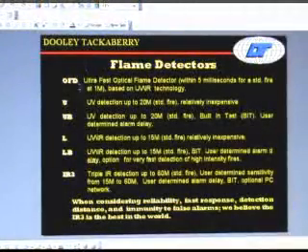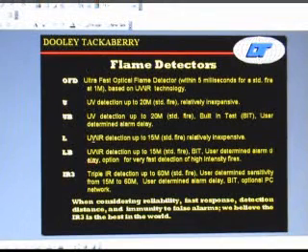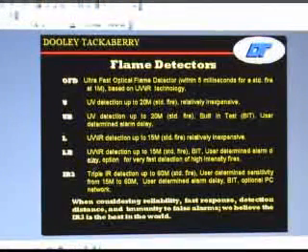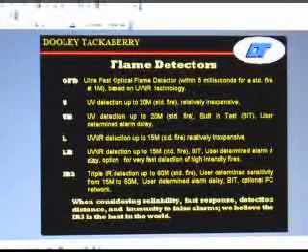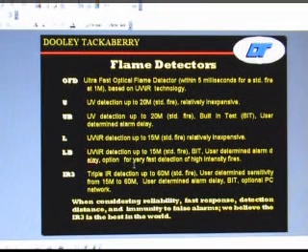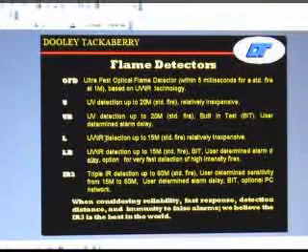Again, these are different types. We have the UV detector, and we have UV-IR. This just tells you exactly what each category can do. Triple IR detection, that's the one we are using, detects up to 50 meters. Some of it can go as high as 100 meters. So that UV-IR detector can see 100 meters. Just a small fire can be detected.